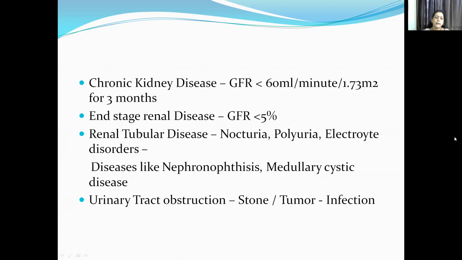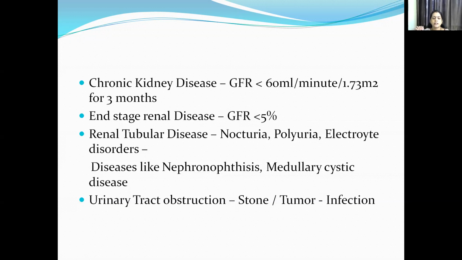Okay. Then coming to renal tubular disease, it is characterized by symptoms like nocturia, polyuria, and electrolyte disorders. The renal tubular diseases are usually associated with nephronophthisis and medullary cystic disease. So you have to know that if a patient comes to you with nocturia and polyuria and electrolyte disorders, the most common thing you think of is diabetes, and then after that, if you're still not having anything, you go and investigate, and you find diseases like nephronophthisis and medullary cystic disease.